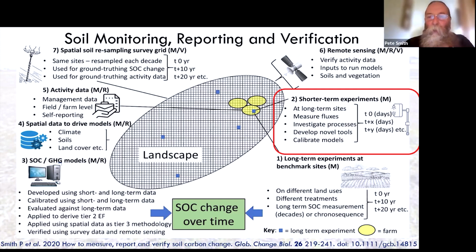Moving on to the second part, we also have shorter term experiments. Some of these are at long-term sites, nested within them. They measure fluxes, they investigate processes, and we can use those to develop novel tools and to calibrate our models, especially the processes within the models.